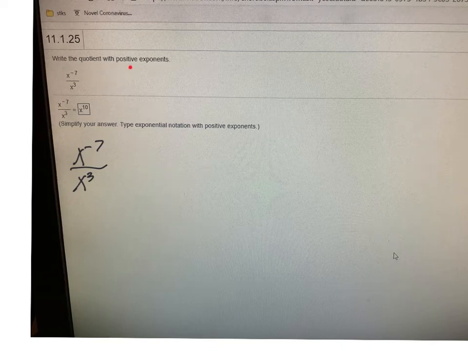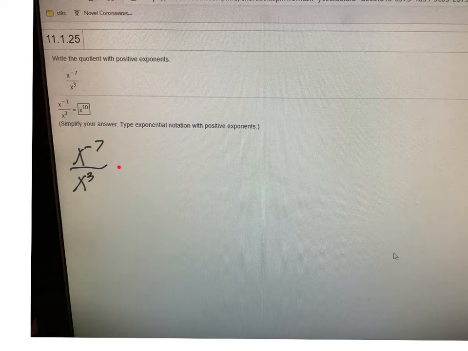You want to write this quotient with a positive exponent. You have x to the negative seventh power over x to the third power. Simplify it, type an answer only with a positive exponent. So here I rewrote x to the negative seventh power over x cubed.